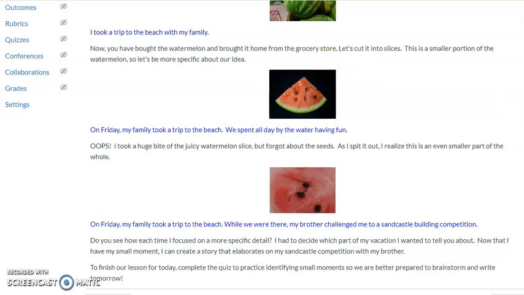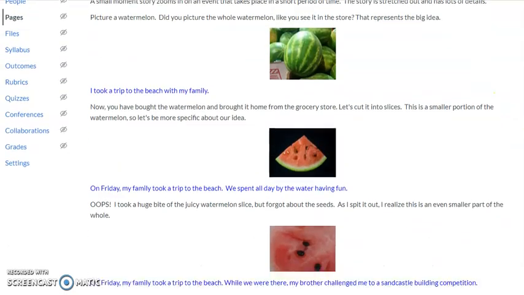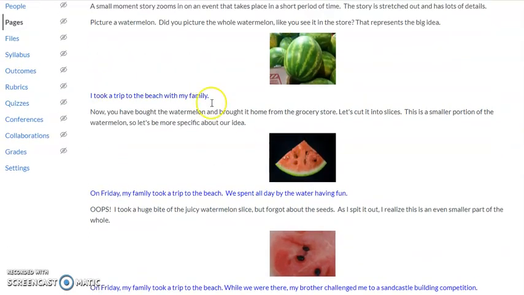So if you think about, that's why we included these watermelon images. The watermelon story is, I took a trip to the beach with my family. We got in the car after I brushed my teeth. It took 3 hours to drive to the beach. Then we unpacked all of our luggage. Then we all walked to the beach. Then we went in the water. Then we went home, and it was fun.